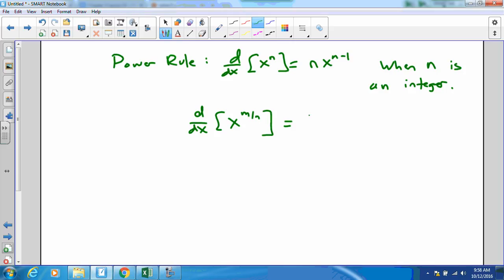like so. And I claim that this is in fact also the same power rule. The derivative of x to the m over n is simply bring down the power, m over n, times x to the m over n minus 1. And the proof is going to be pretty straightforward. Let's let y equal x to the m over n, where m and n are integers.